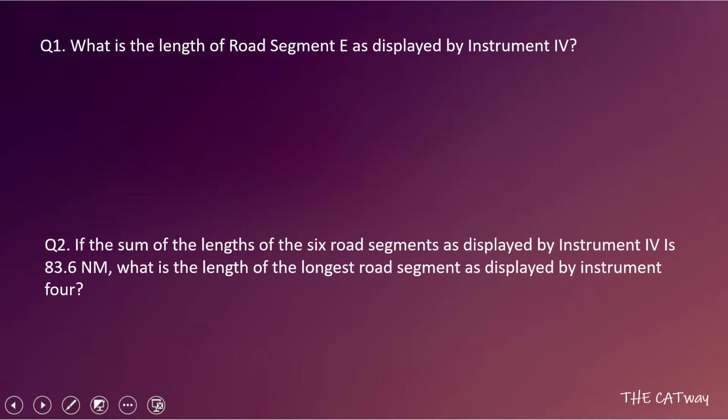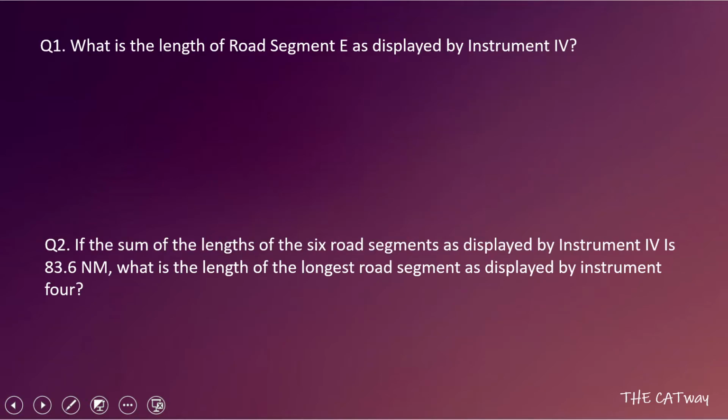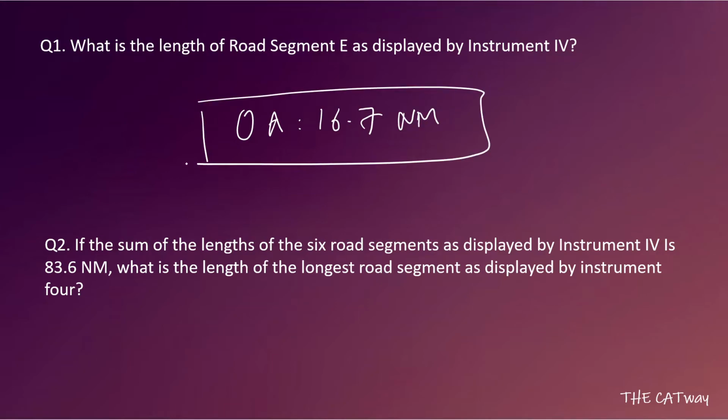So question 1 says, what is the length of road segment E as displayed by instrument 4? Directly from the table, your answer can be given as 16.7. So your answer is 16.7 nautical miles. Okay, now let's move to the second question.